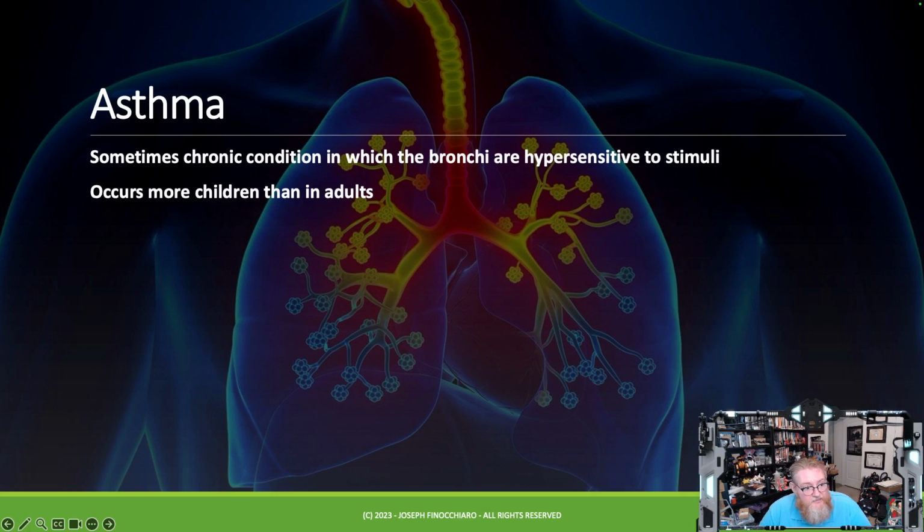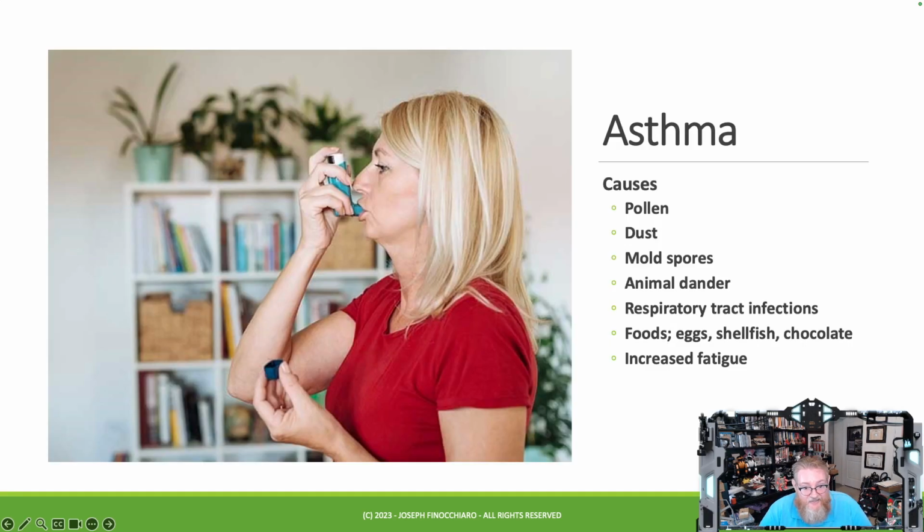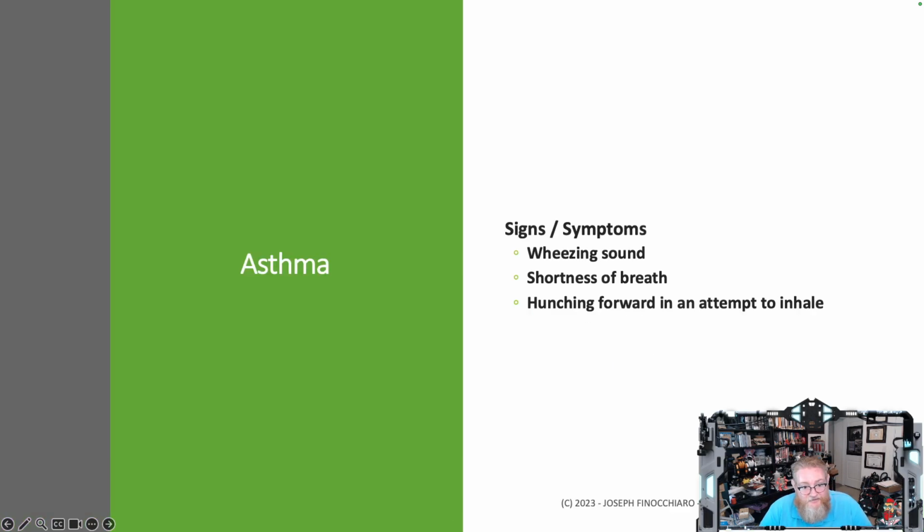Asthma. Sometimes a chronic condition in which the bronchi are hypersensitive to stimuli and occurs more often in children than in adults. Causes of asthma include pollen, dust, mold spores, animal dander, respiratory tract infections, food such as eggs, shellfish, and chocolate, and increased fatigue. Signs and symptoms of asthma include a wheezing sound, shortness of breath, and hunching forward in an attempt to inhale.